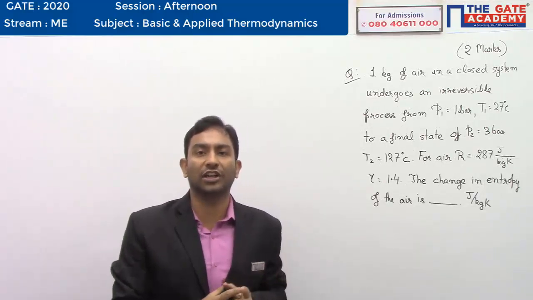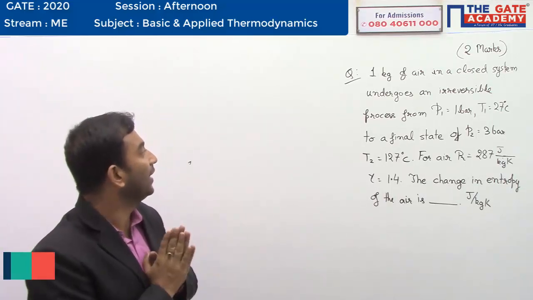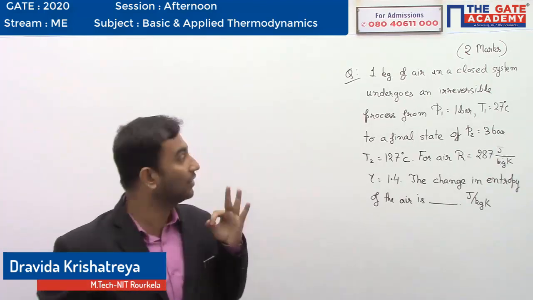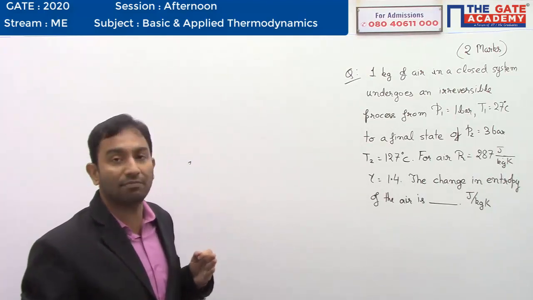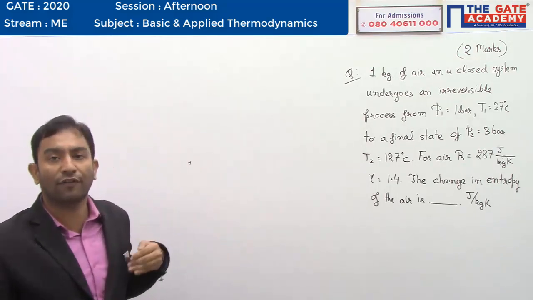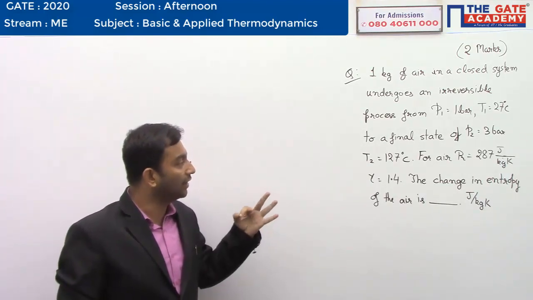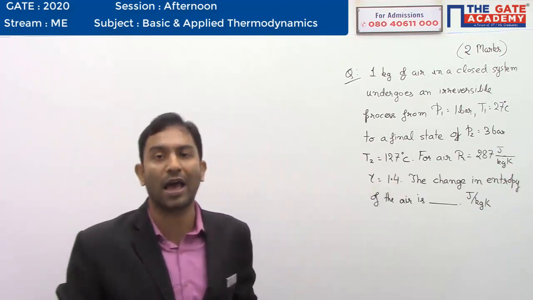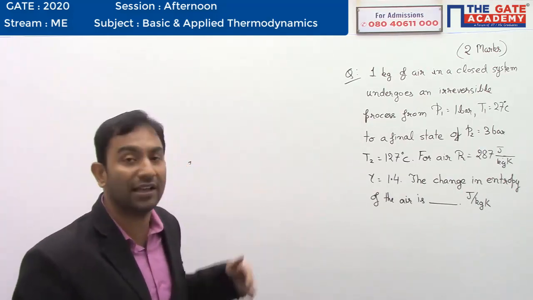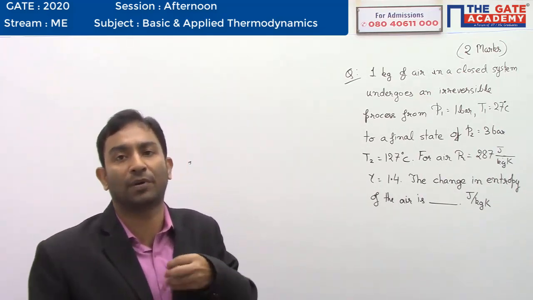Okay, so here is the next question. This is again a 2 marks question. Let us see what the question is saying. 1 kg of air in a closed system undergoes an irreversible process. Look here, it is an irreversible process. From P1 equal to 1 bar, T1 equal to 27 degrees centigrade, to a final state of P2 equal to 3 bar, T2 equal to 127 degrees centigrade. For air, the characteristic gas constant is given as 287 joule per kg per Kelvin, and the adiabatic constant gamma is given as 1.4. The change in entropy of the air is dash joule per kg per Kelvin.